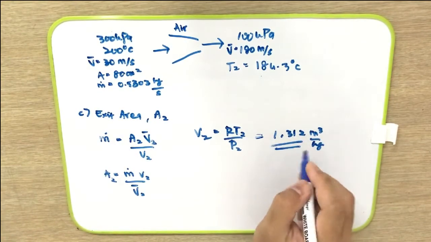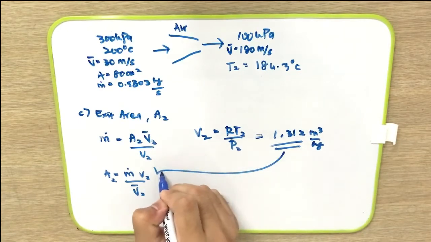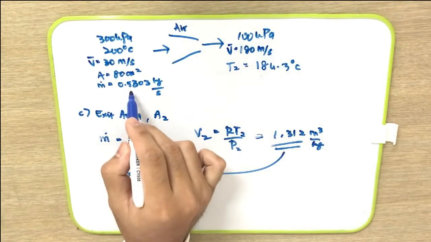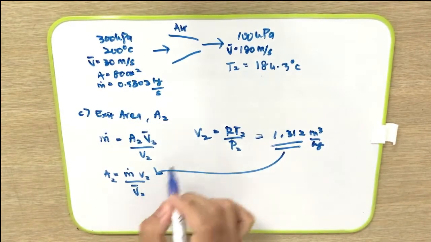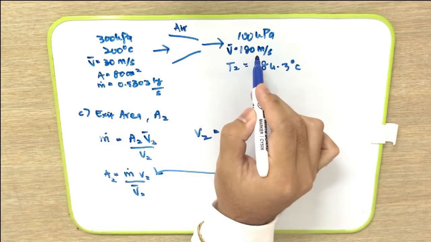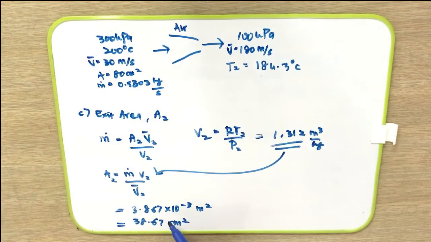Then by using this value, we substitute into this equation. m is equal to 0.5303, V2 is given, which is 180 meter per second. Then after we solve, we will get 3.867 times 10 to the power of negative 3 meters square, or 38.67 cm square. So that's how we solve question number 2.